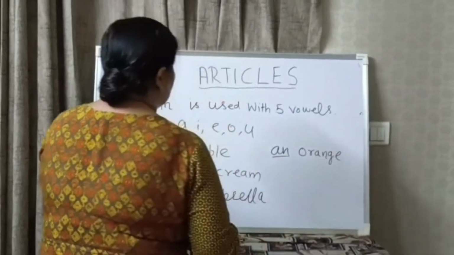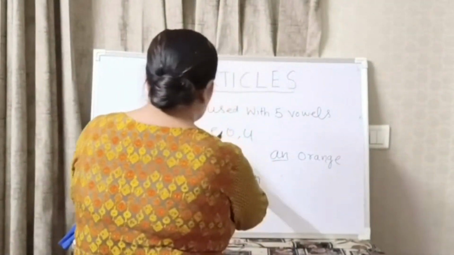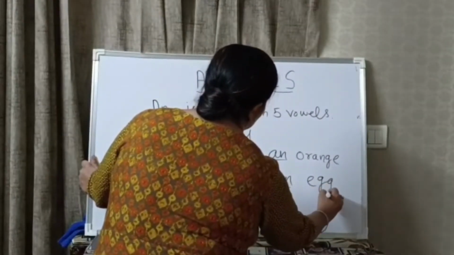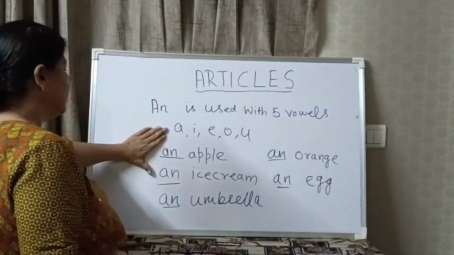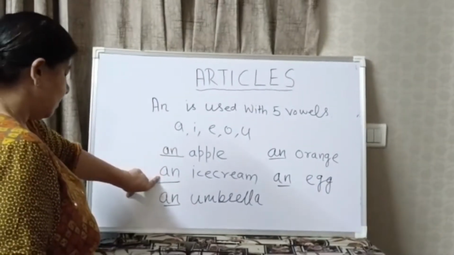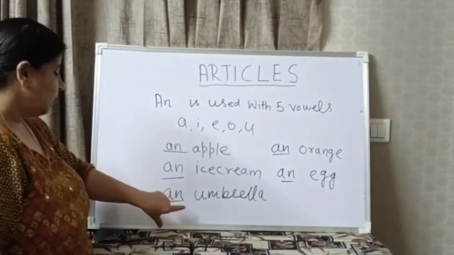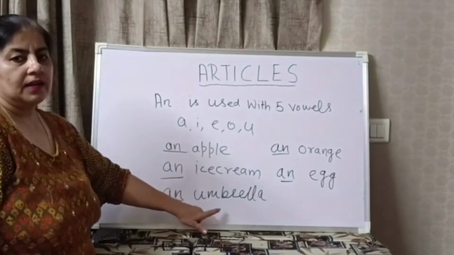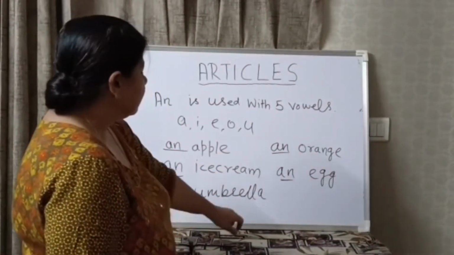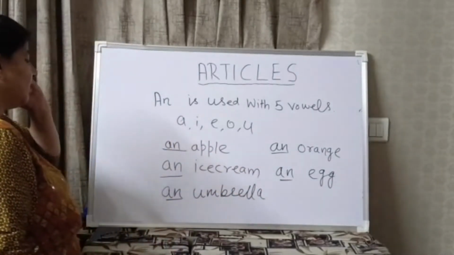owl, an honest person, U, an umbrella, E is left, an egg, an elephant, everywhere. ठीक है, anywhere we will use. So I like to eat an apple daily. Please give me an ice cream. I usually take an umbrella in summer days, and give me an orange and an egg. So these are 5 vowels where we use.